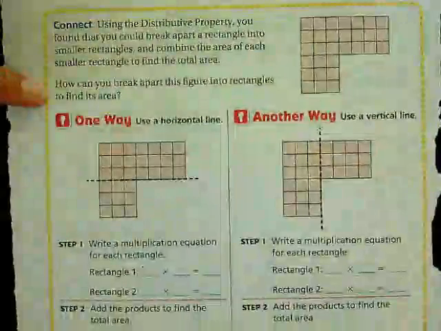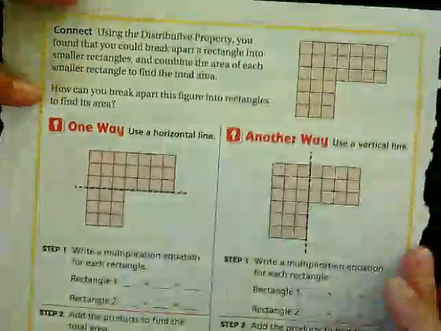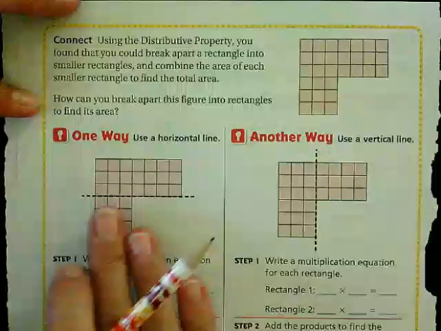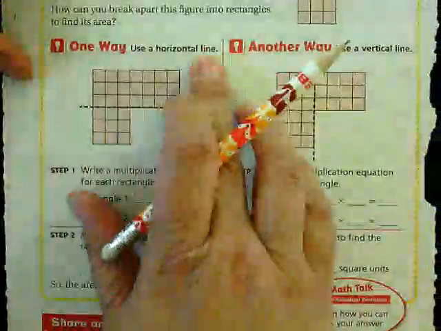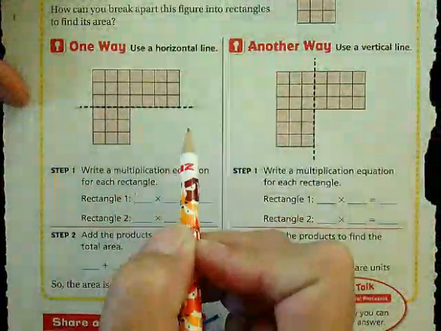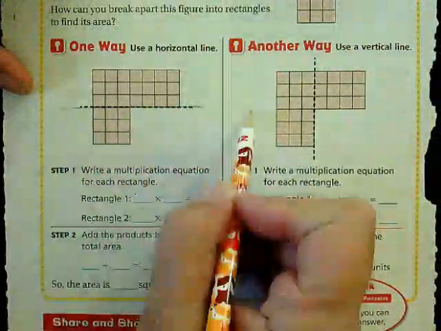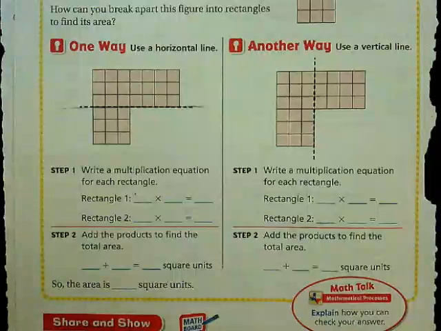Well, how can we break apart this figure into rectangles to find its area? They've done it two different ways here. Let's start with one way. We could use a horizontal line. That's a line that follows the horizon, which is like how the sun comes up, if you think about that. So horizontal is always going to go side to side. So let's write a multiplication equation for each rectangle.